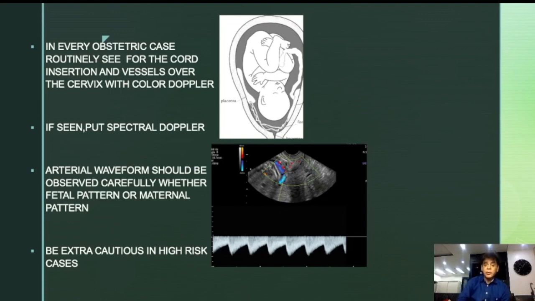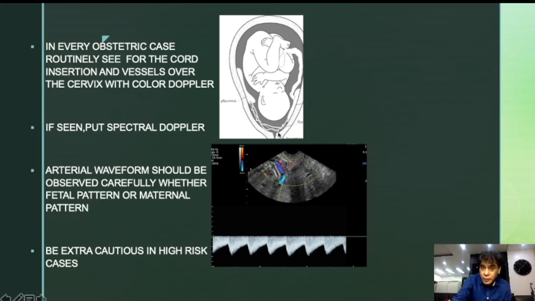Now, they may not be exactly over the internal os, and even if they are within 2 centimeter of the internal os, we consider it as Vasa previa. A very important point which has to be kept in mind is umbilical cord over the internal os is not Vasa previa. If vessels are within the umbilical cord, they are protected by the Wharton's jelly.